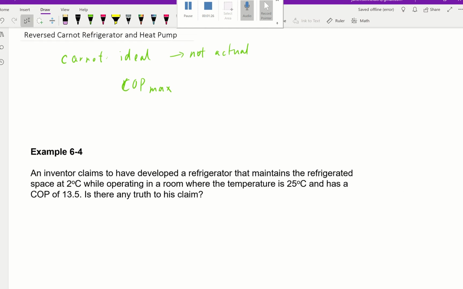So now let's take a look. The COP for a refrigerator: we require work coming in, and we desire more heat transfer from the lower temperature reservoir, which is the refrigerator space, to the higher temperature reservoir, which is our kitchen, so QL over WA. And we also say WA, the work required, is basically QH minus QL.